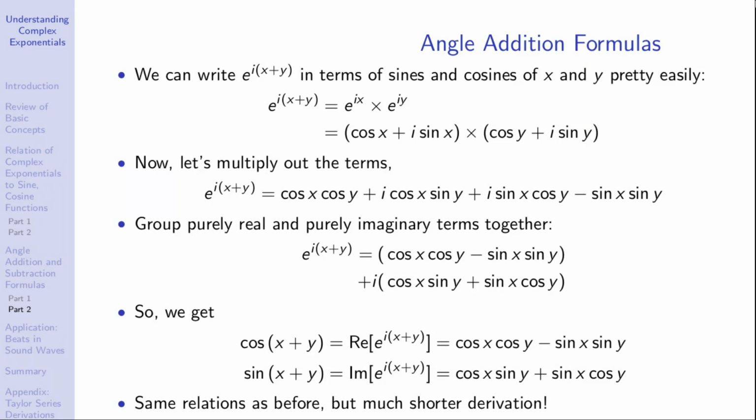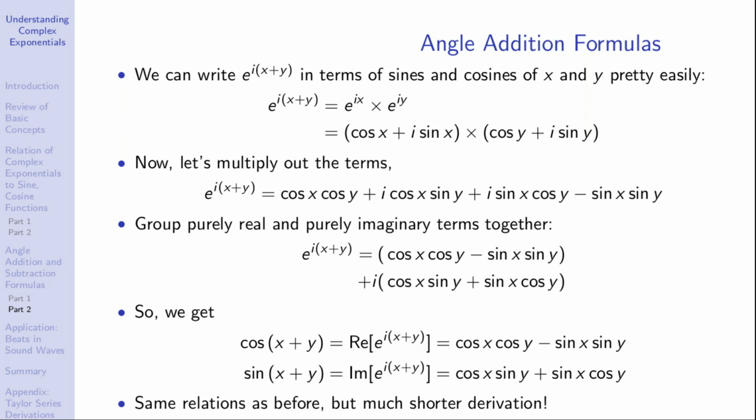Okay, so we can write e to the i(x plus y) in terms of sines and cosines of x and y pretty easily. So e to the i(x plus y) is equal to e to the ix times e to the iy. And e to the ix is equal to the cosine of x plus i sine of x. And e to the iy is equal to the cosine of y plus i sine of y. So we can just write that out and multiply out all of the terms.